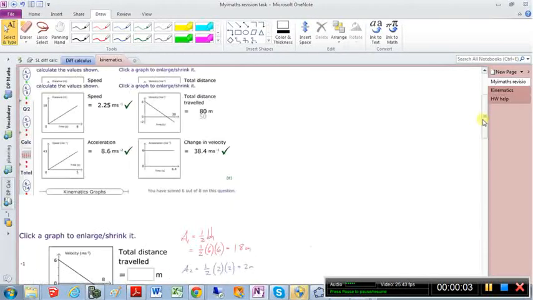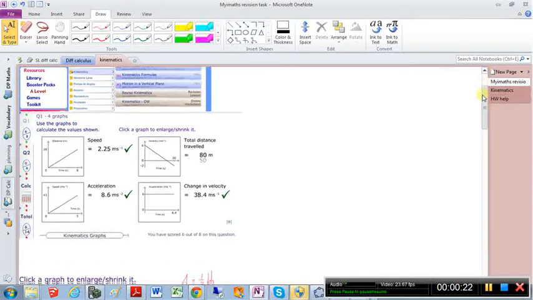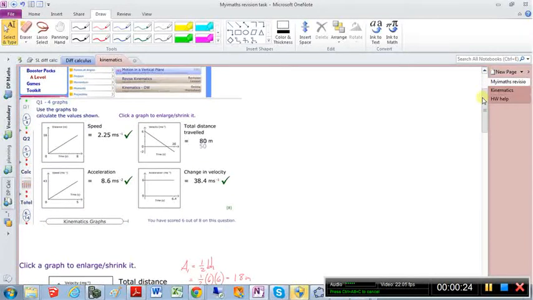Okay, so hi folks, I gave you this My Maths task to do. It's from the A-level section, mechanics and kinematics graphs, and it's a good way of revising all the basic and not so basic things to do with kinematics. So it all looks fairly straightforward, but then when I was doing the first question here, I got it wrong. I made a silly error.